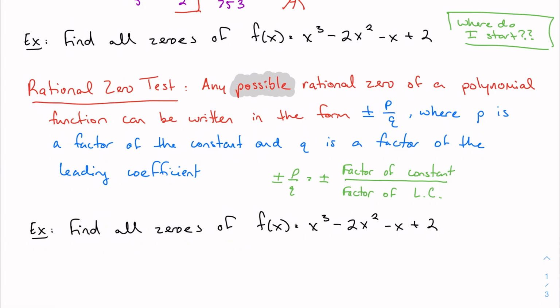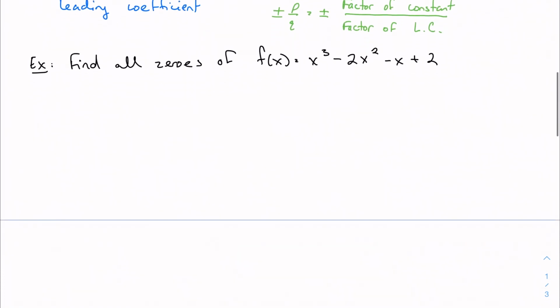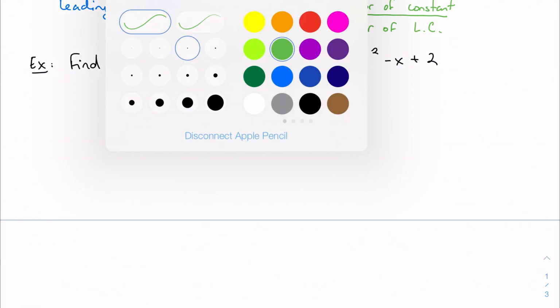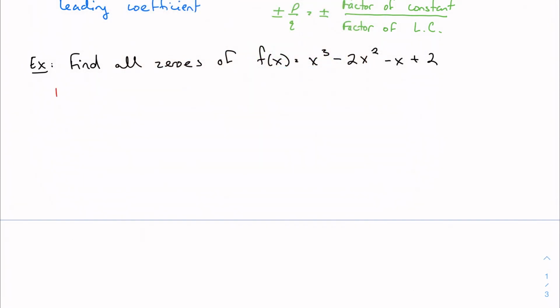So if we come back to the example that I gave you earlier, I want to find all of the zeros of this function, and I have no other information to go off of. Well, I can start with my rational zero test. Let's just figure out what p and q are first. So p, my factors of the constant. Right here is my constant. And what are my factors of 2? My factors of 2 are just 1 and 2.